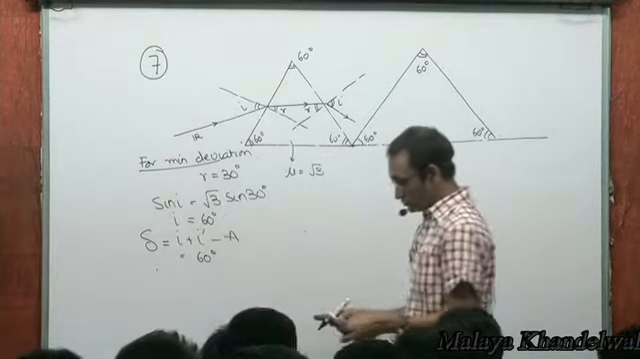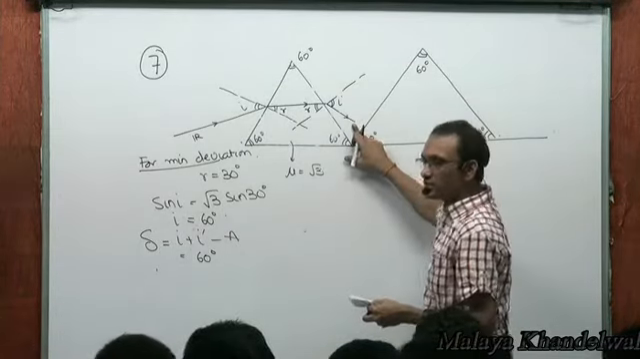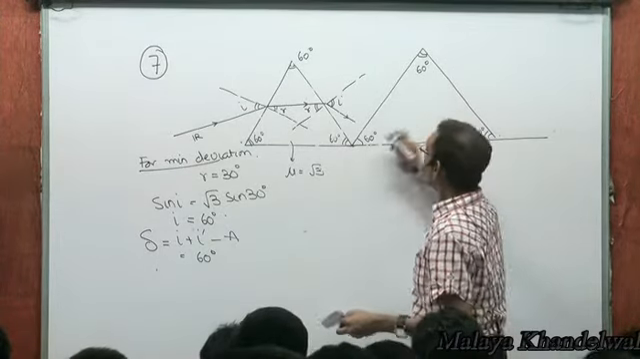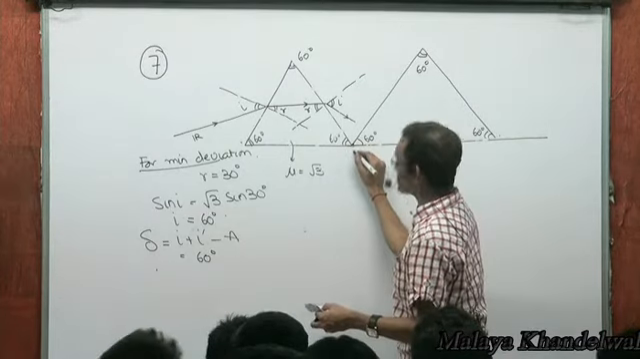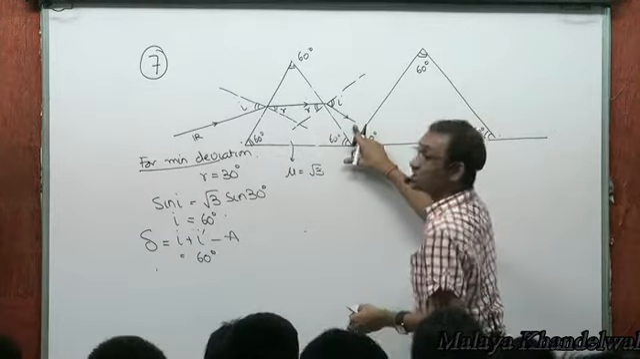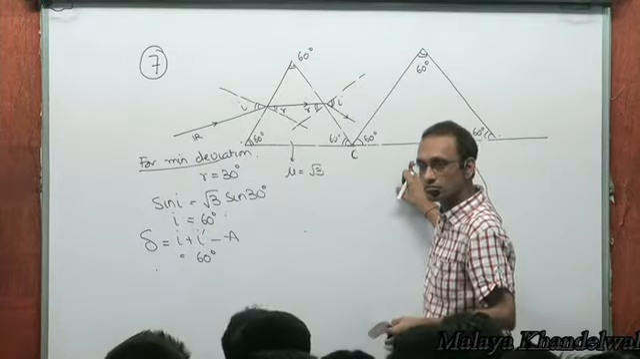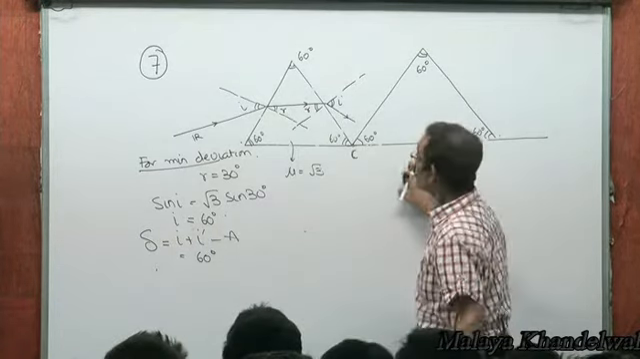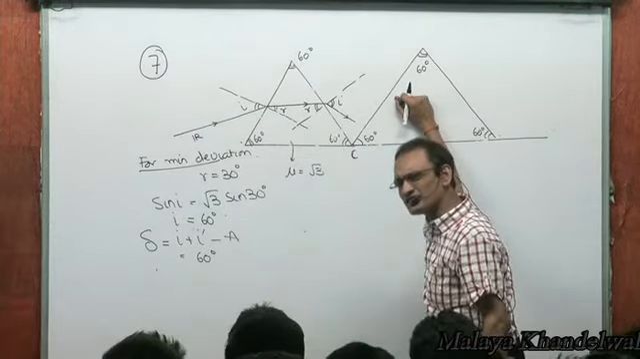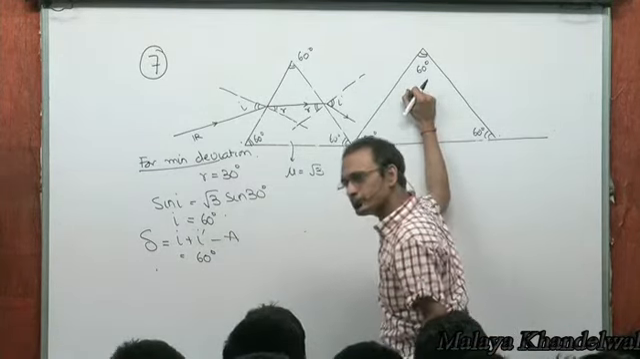Now, that's one. This emergent ray is incident on this prism. What we want to be able to do is rotate this prism about C such that this ray also undergoes minimum deviation through this prism. You know what I'm saying? That means this ray must also be incident at an angle of incidence 60 degrees on this prism so that it can undergo minimum deviation on this prism, right?